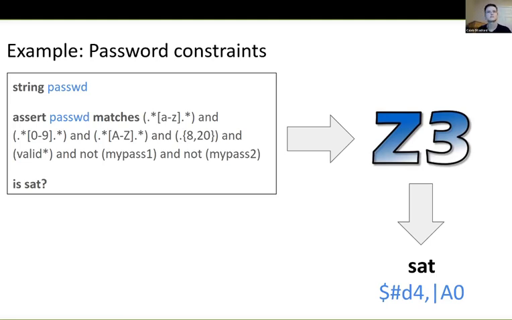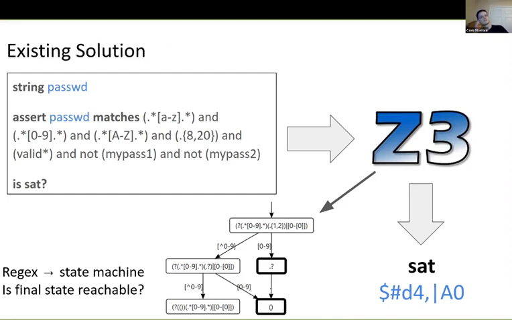The way that Z3 works today, which is the existing solution that we're trying to do better than, is by taking the regex that you wrote and converting it to a state machine. It doesn't really matter what kind of state machine, but some kind of state machine. And then the question of whether this is satisfiable boils down to whether a final state is reachable in this state machine.